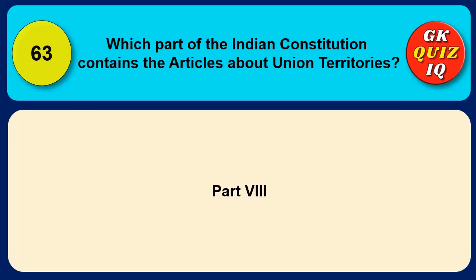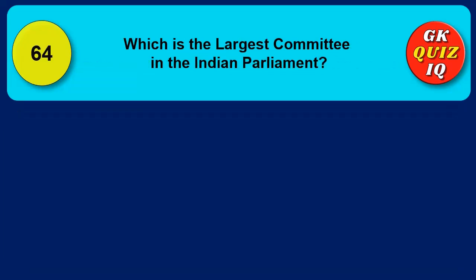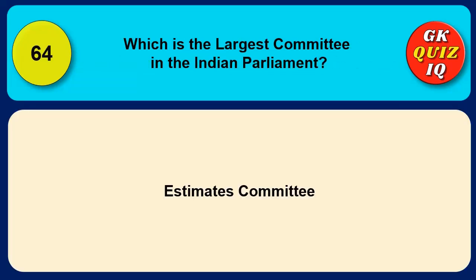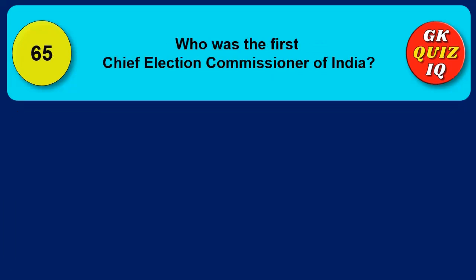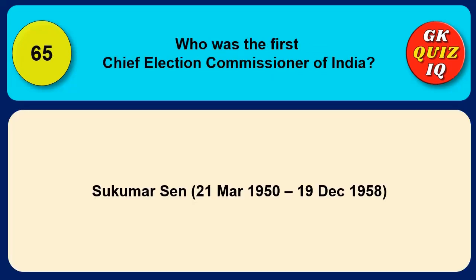Which part of the Indian Constitution contains the articles about union territories? Part 8. Which is the largest committee in the Indian Parliament? Estimates Committee. Who was the first Chief Election Commissioner of India? Sukumar Sen.